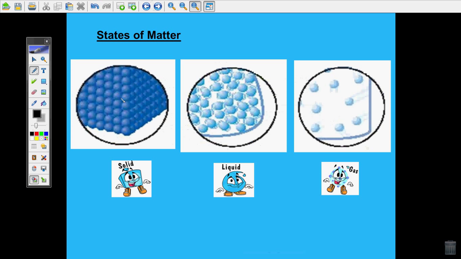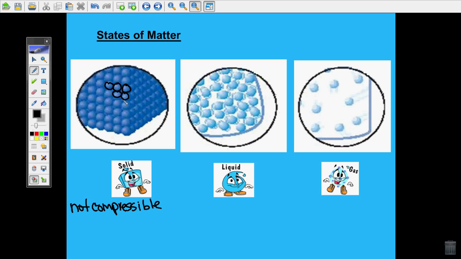States of matter. We have 3 states of matter, solid, liquid, and gas. And if you look at a solid here, you see these atoms are super close together. We're not going to be able to get these atoms any closer than they already are. So solids are not compressible. They also have a fixed shape.